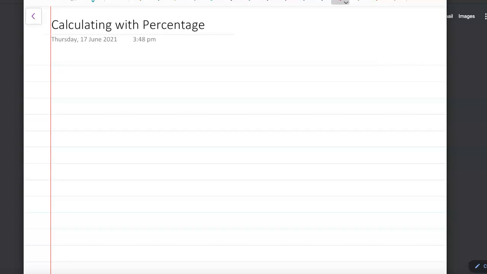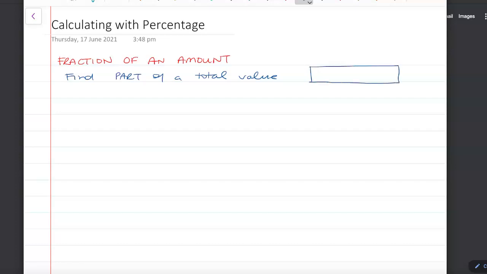In this video, we're going to have a look at how we can calculate with percentage in two different ways. In our first way, we're going to consider how we calculate the percentage of an amount. To help us with this, we're going to start with how we find the fraction of an amount, which means we want to find part of a total value. And the total value I'm going to use in our examples is the value 30. So our total value is going to be 30.